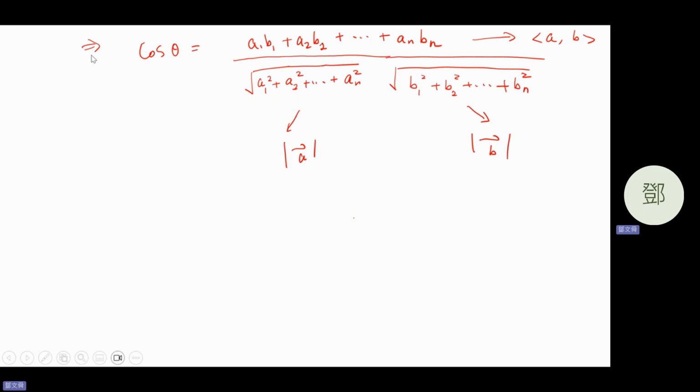If vector A is A1, A2, all the way to An, and B is B1, B2, all the way to Bn, both n-dimensional, then the inner product is the upper term. The lower left is the norm of A, and the lower right is the norm, or the length, of B. So that's the cosine theta.